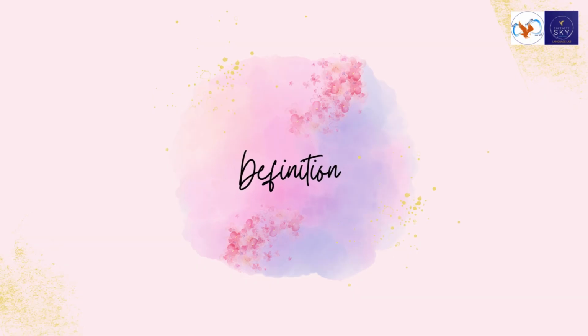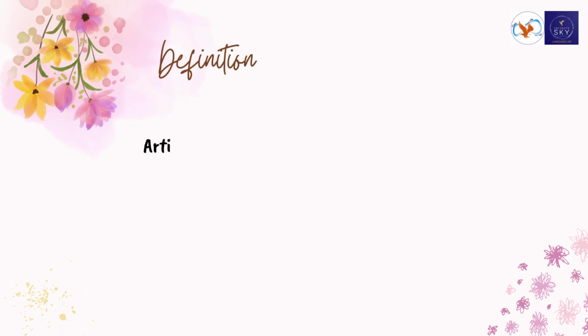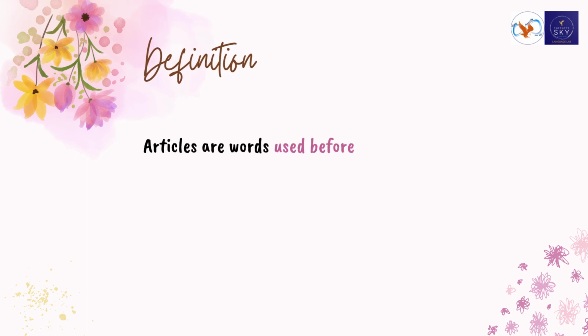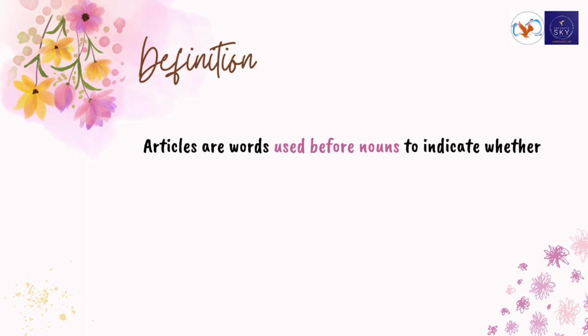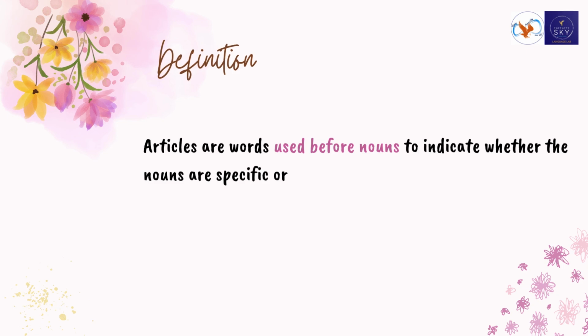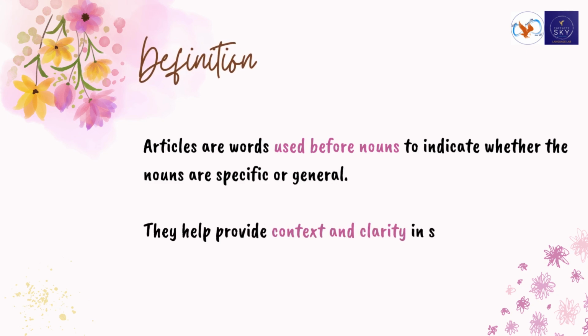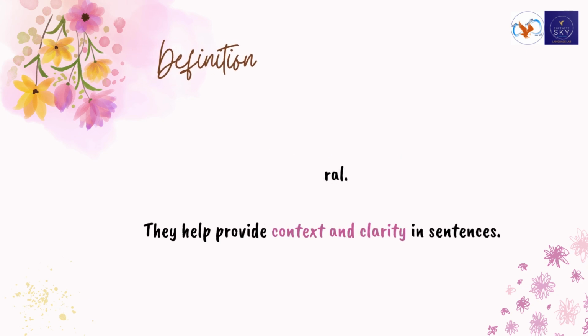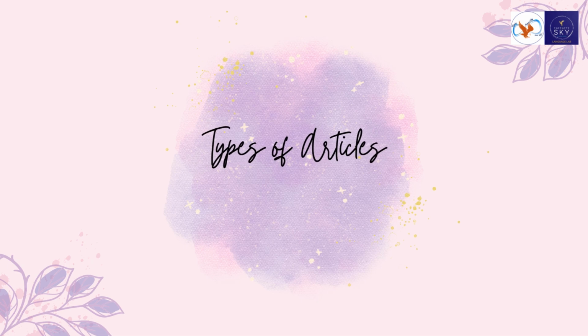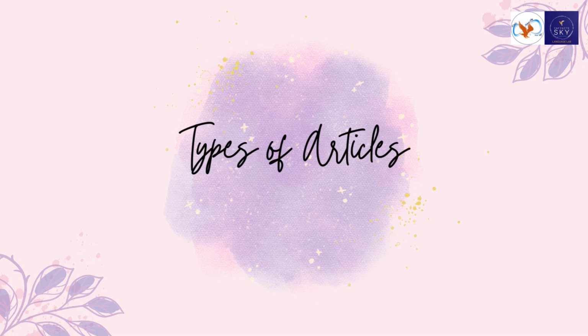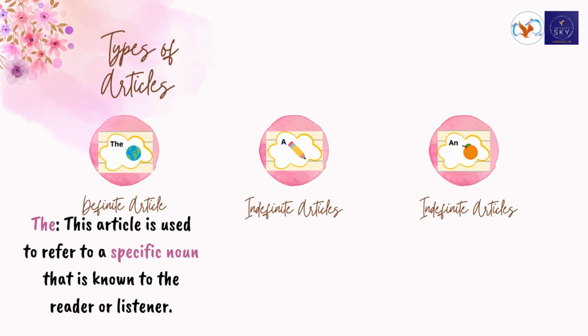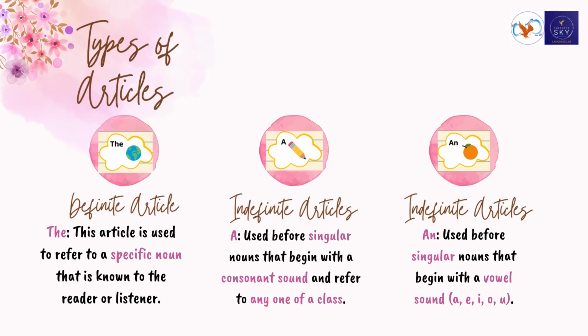So, what are articles? Articles are words used before nouns to show if the noun is specific or general. Think of articles as clues that guide the listener to understand whether you are talking about something specific or something general. There are two main types of articles in English, definite and indefinite. Let's start with the definite articles.